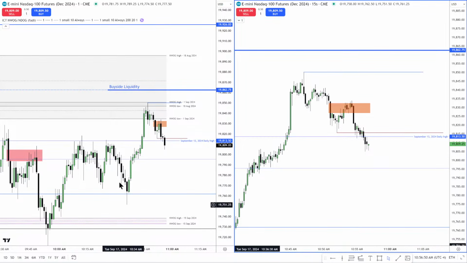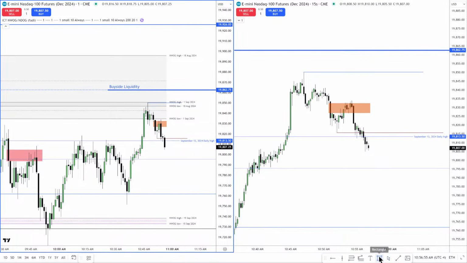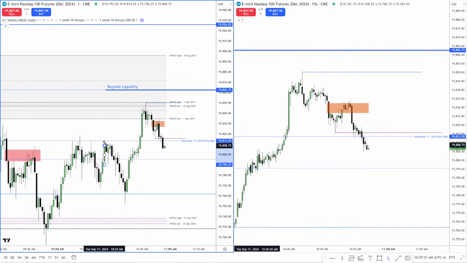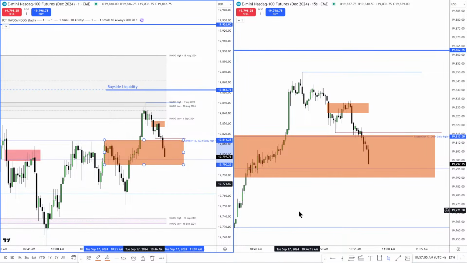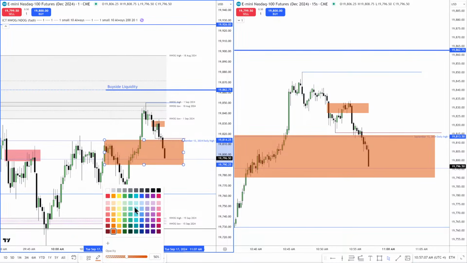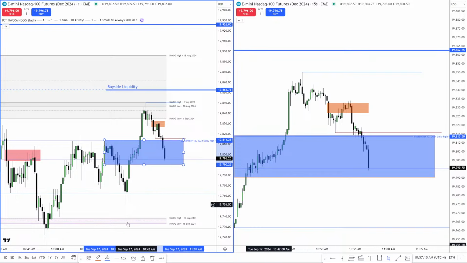But here's a breaker. So it would look like this. So I'm not inside that range right there. Ugh, it's too dark.